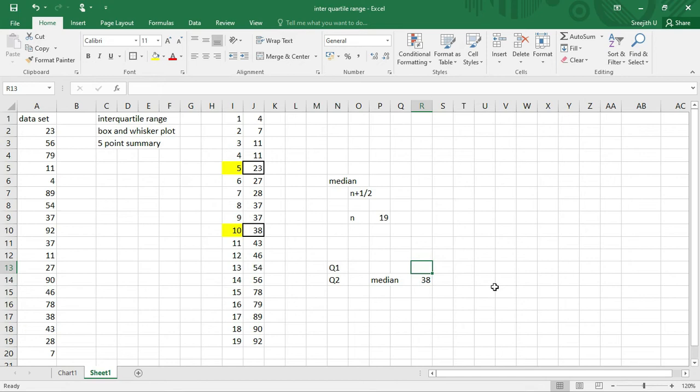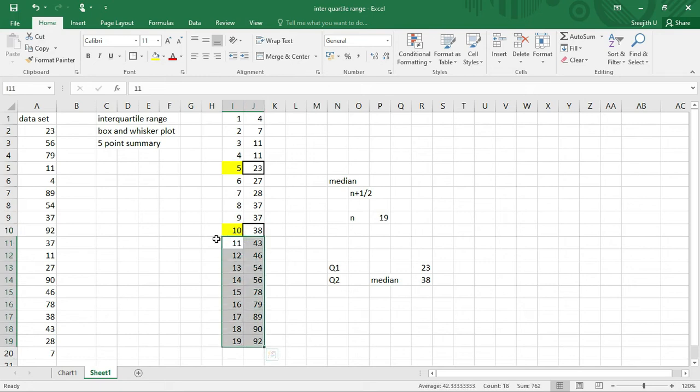Q1 is 23, right? Now all that we have to do is the same thing. Now divide the other portion, the upper portion, which is the top 50% of observations, into 2. So now we need to skip this value 38 and look at the values above.